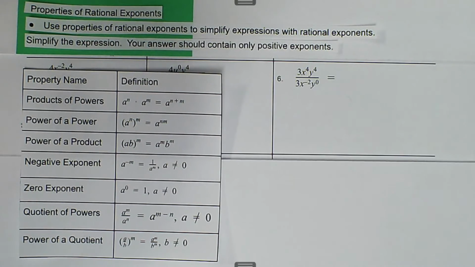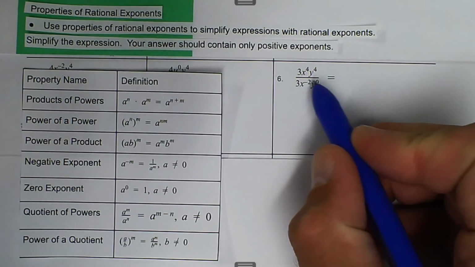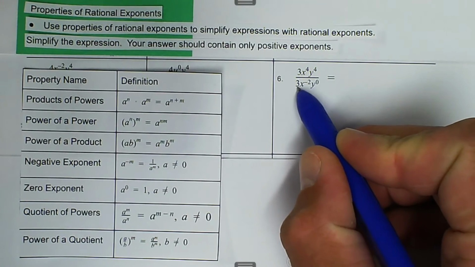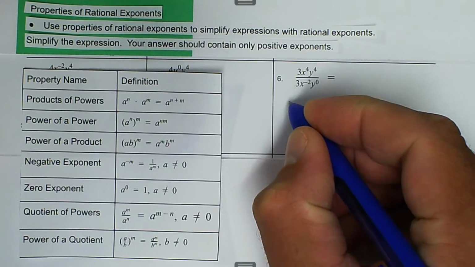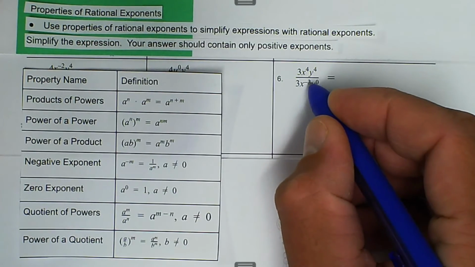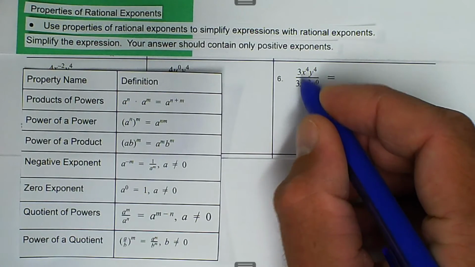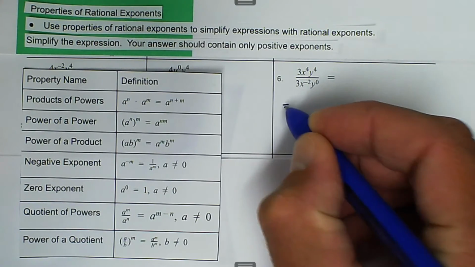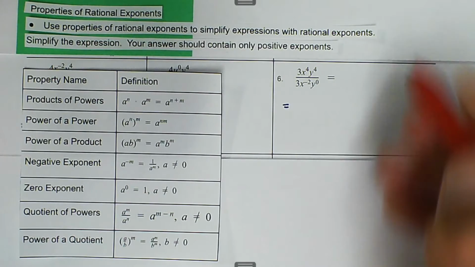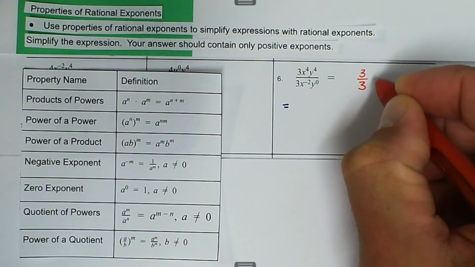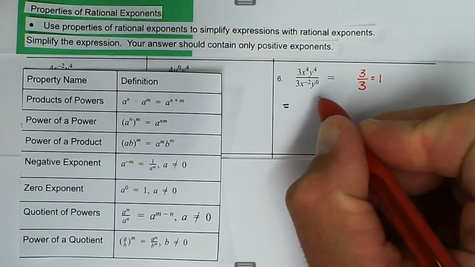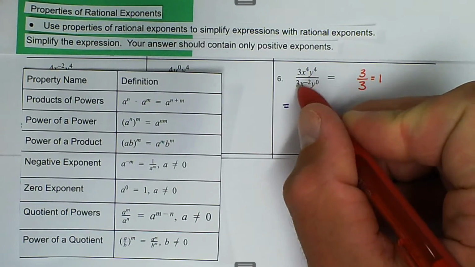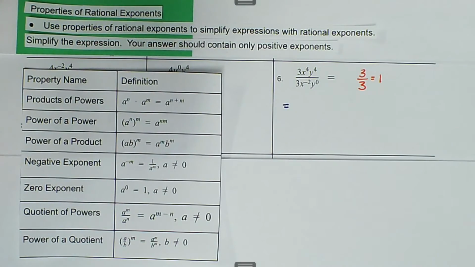Here we have 3x to the 4th, y to the 4th over 3x to the negative 2, y to the 0. So I'm going to rewrite this fraction to make sure that I first cancel my coefficients. So 3 divided by 3. These are both divisible by 3, and anytime 3 divided by 3, that's equal to 1. So I don't have to write down a coefficient in front of the numerator or the denominator because the 3's cancel each other out.